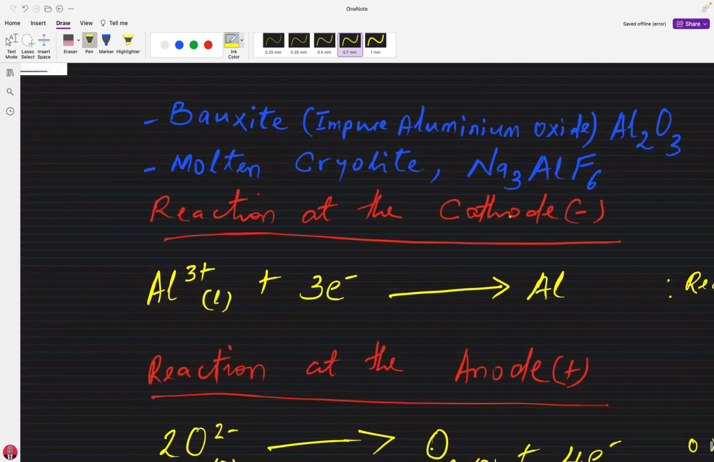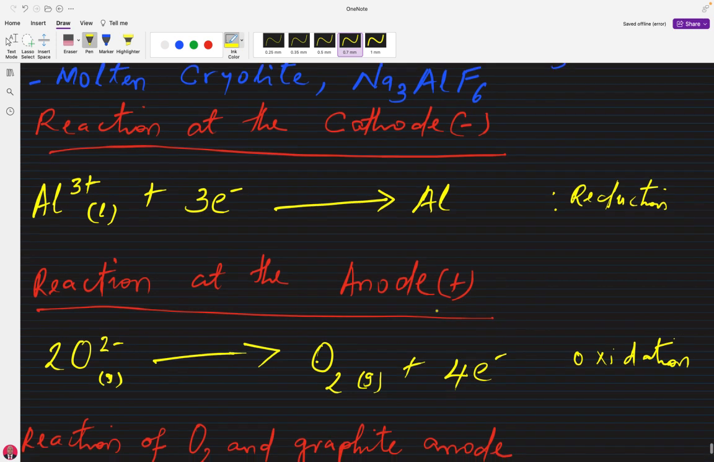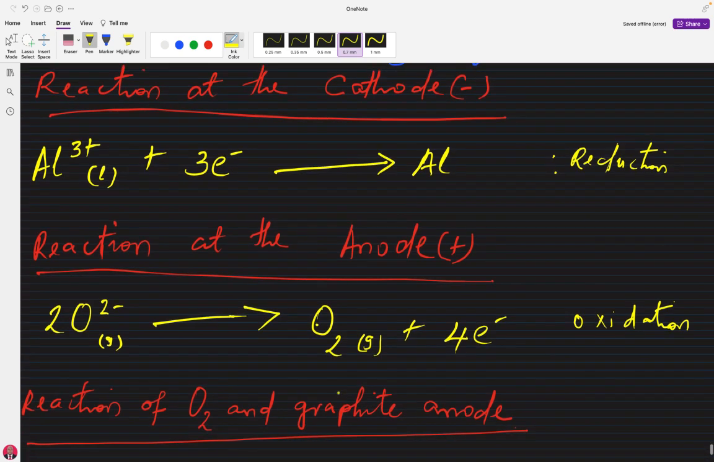At the cathode, which is the carbon lining, there is a reduction that is taking place, where the aluminum ion is now reduced into the aluminum that is being tapped off. Then at the anode, which is deep in the electrolyte, there is production of oxygen. There's oxidation that is taking place there, and oxygen is being released.